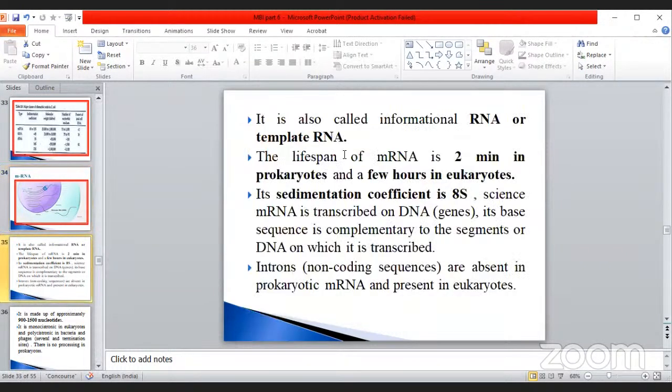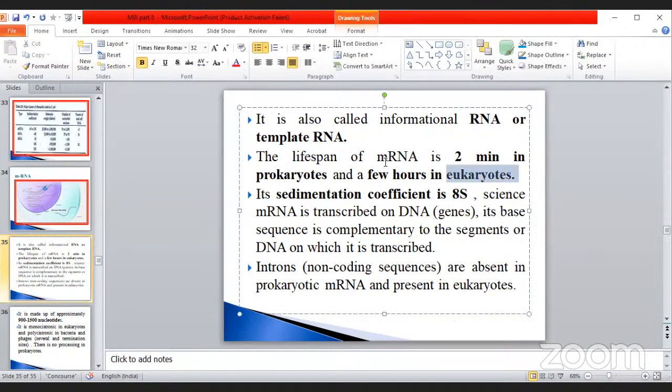Okay, see that one. It is also called informational RNA or template RNA. The lifespan of mRNA is 2 minutes in prokaryotes and a few hours in eukaryotes. Don't forget, my dear, this is very, very important. Its sedimentation coefficient is 8S, Svedberg units. Since mRNA is transcribed on DNA, its base sequence is complementary to the segment of DNA on which it is transcribed. DNA to RNA, simple.